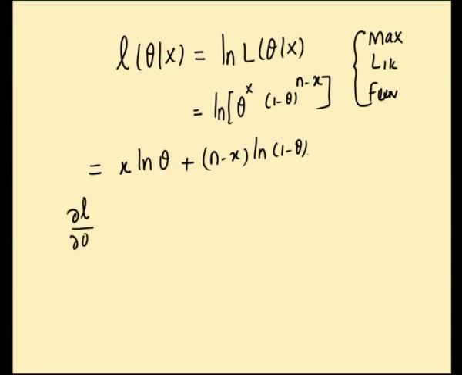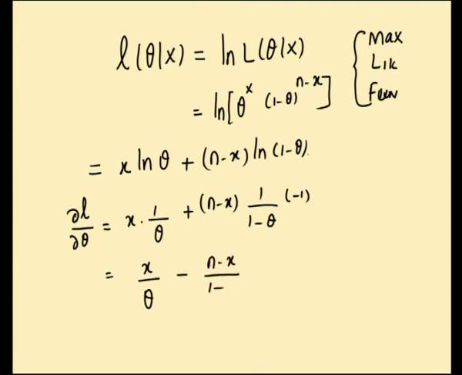Dou L by dou theta will be x times 1 by theta plus n minus x times 1 by 1 minus theta. Applying the chain rule, we have minus 1. So, x by theta minus n minus x by 1 minus theta. The calculus approach requires this part to be made 0. So, when I take dou L by dou theta equal to 0, then x by theta minus n minus x by 1 minus theta becomes 0.